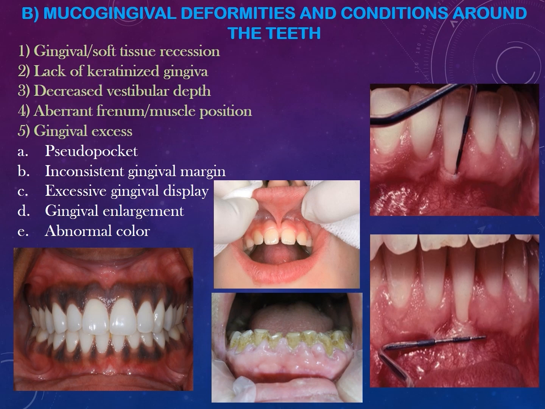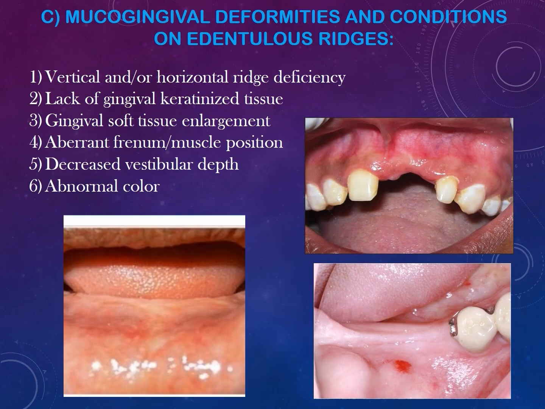Next, moving on to the mucogingival deformities and conditions on the edentulous ridges. That is the vertical or horizontal ridge deficiency, lack of gingival keratinized tissue, gingival soft tissue enlargement, aberrant frenum or muscle position, decreased vestibular depth, and abnormal color.